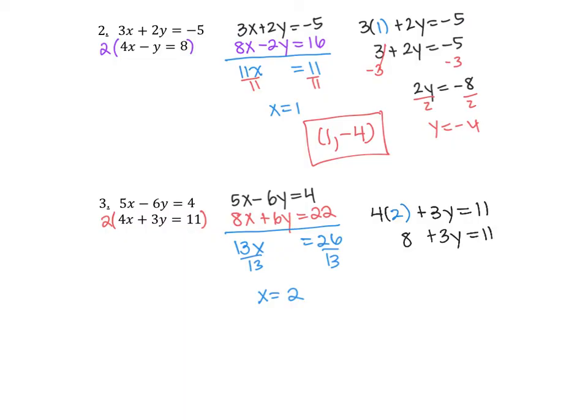It's a two-step equation. Minus the 8. I get y is 1, and then I'm going to write my answer as an ordered pair. The x is first, the y is second. So (2, 1). Okay, we're going to do 3 more, and this time we're going to have to multiply both equations, which occasionally happens.